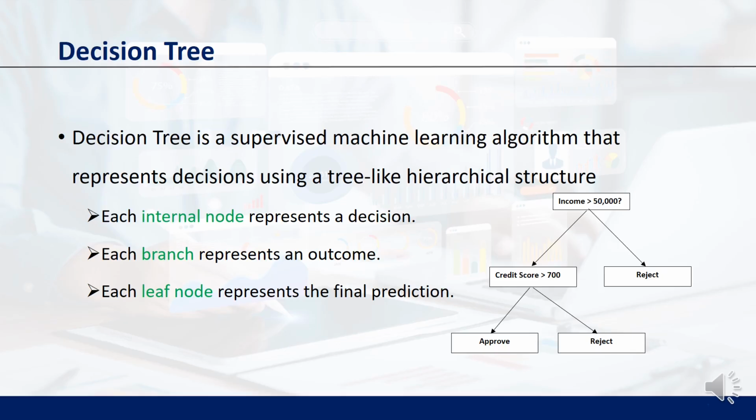The first question might be income greater than 50,000. Based on the answer, we move along one of the branches. Then another question may be credit score greater than 700. Finally, we reach the results such as approve or reject. This looks similar to a flowchart.